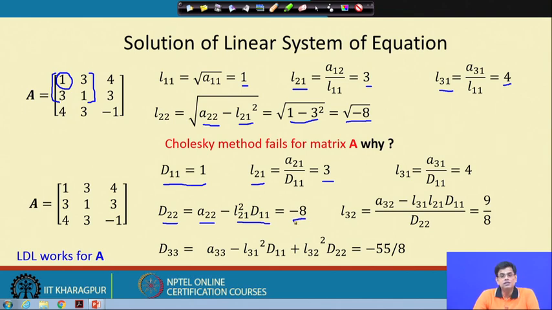You see, since there is no square root, it does not fail here. So, similarly we can find out L32, and similarly we can find out D33. So, the decomposition works here. LDL decomposition works even though the matrix is not strictly positive definite, or we can say the matrix is positive semi-definite.